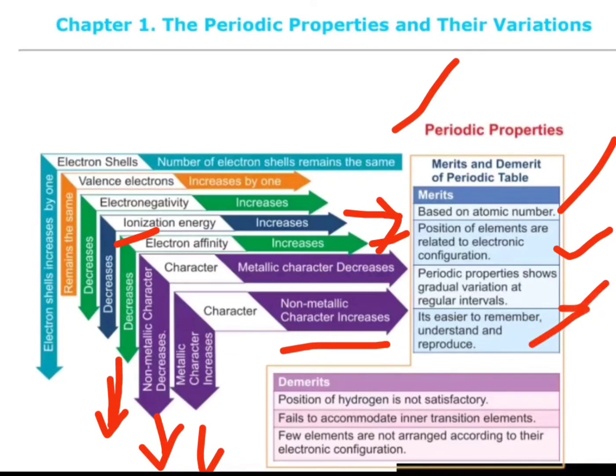Demerits: the position of hydrogen is not satisfactory. It fails to accommodate the inner transition elements, meaning the rare earth metals, lanthanoids and actinoids. A few elements are not arranged according to their electronic configuration. So this is a short summary of chapter first, the main points of the chapter.